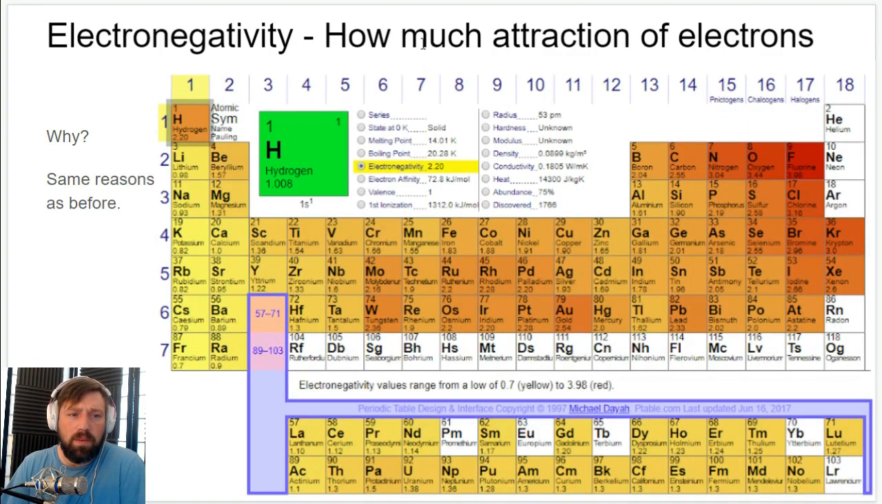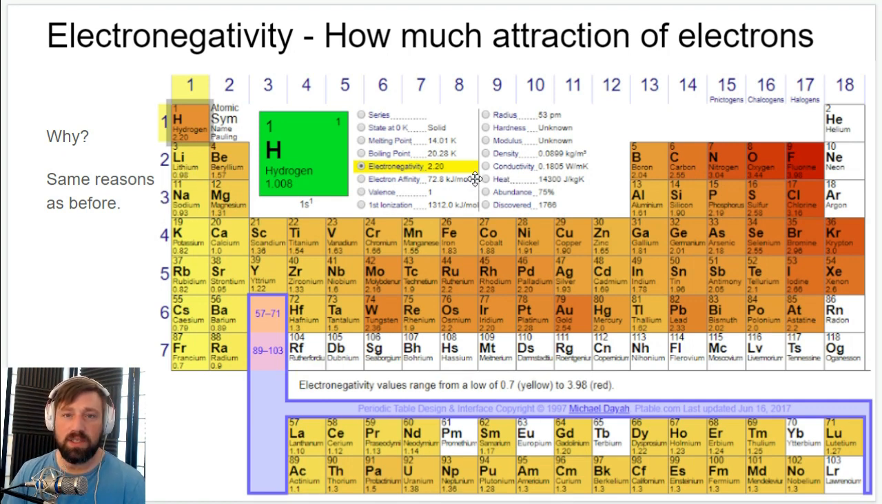The next thing we're going to talk about is electronegativity. How much do these guys attract electrons? First off, let me talk about exactly what electronegativity is. It's the ability of the atom to attract an electron to it. So why is it that fluorine over here is going to have a much greater electronegativity than lithium?